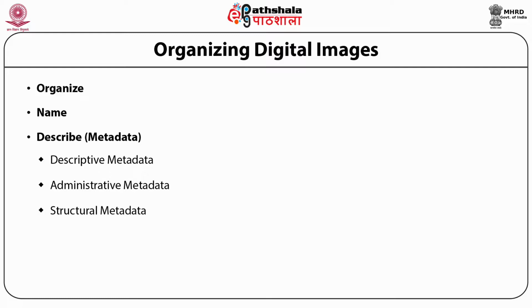Third one is describe or metadata. Describe the scanned image files internally using image headers and externally using linked descriptive metadata files. So the following three types of metadata are associated with the digital objects. Metadata definition. Metadata is data that describes other data.